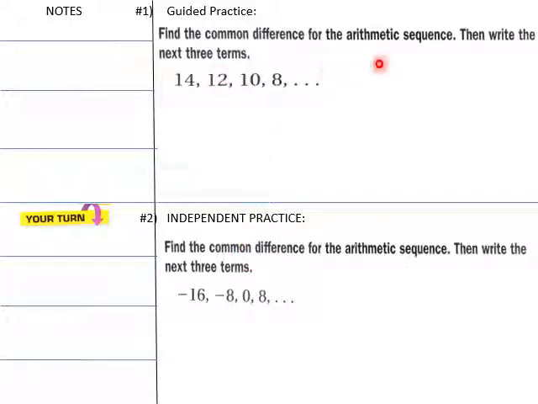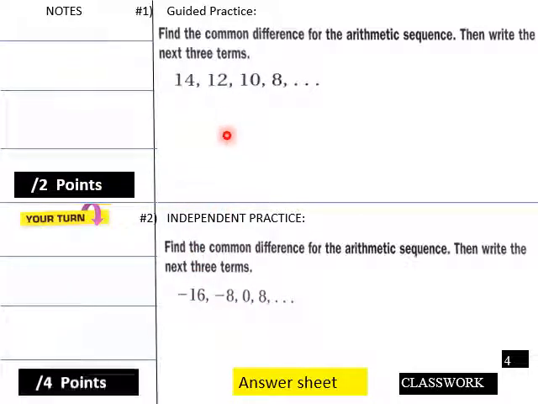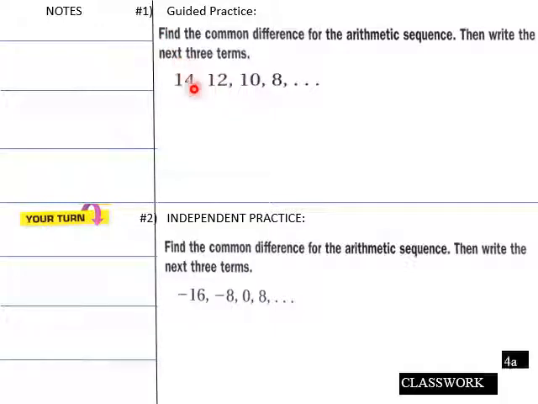Okay, find the common difference of this arithmetic sequence and write the next 3 terms. That's our guided practice. This is your independent practice here. Find a common difference, then write the next three terms, okay? Pay attention so you can do yours. We're going to do number 1 now.